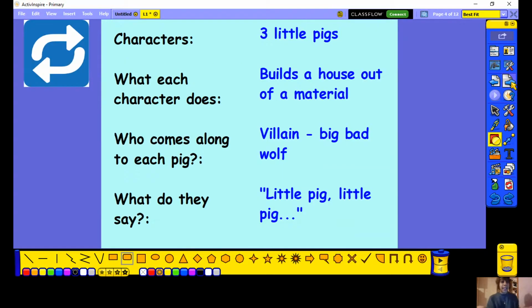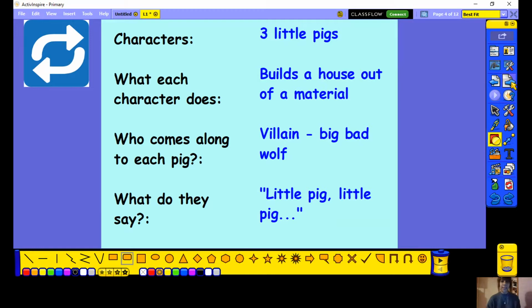Okay, so the things I came up with. Characters, you've got the three little pigs. The main character is repeated 3 times. What each character does, each of them builds a house out of a different material. Again, repeated. Who comes along to each pig? The villain. Same thing happening. There's a pig, he builds a house, the big bad wolf comes along.